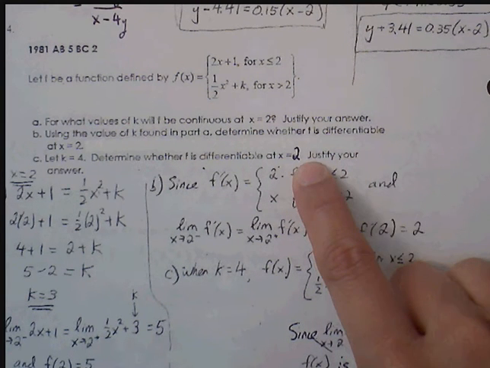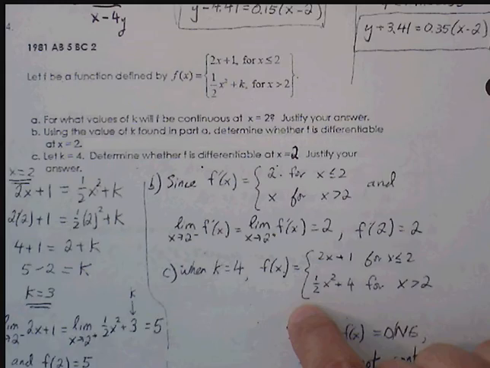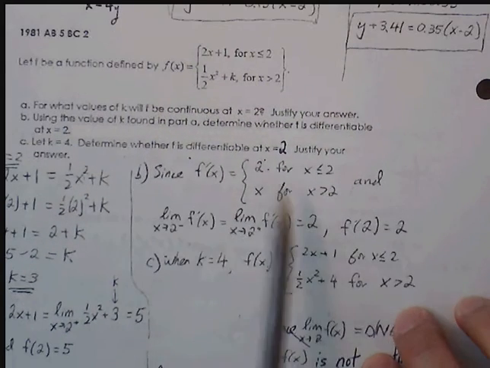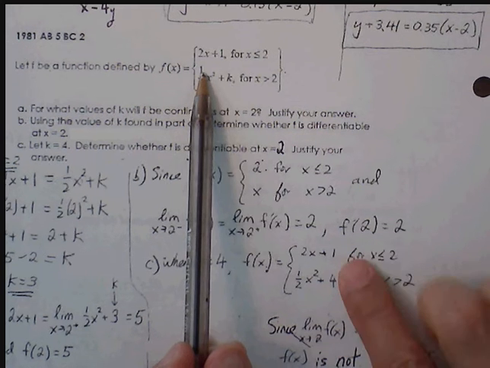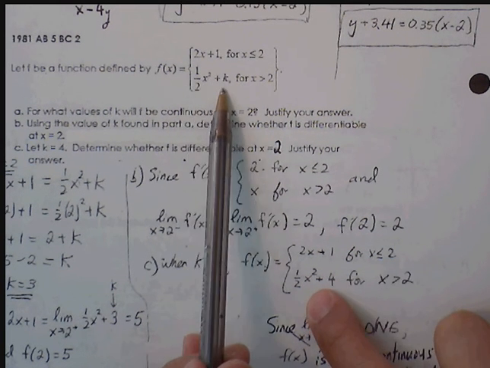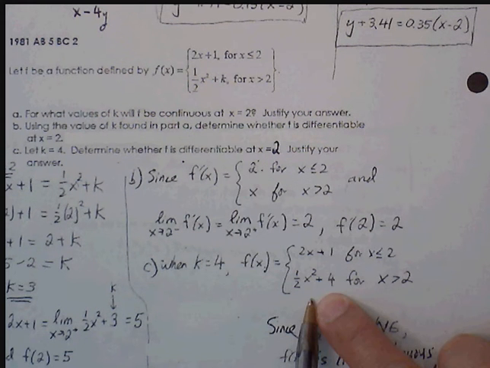All right, part C: let k equal 4. Determine whether the function is differentiable at x equals 2. Let's rewrite our piecewise function: 2x plus 1 for x less than or equal to 2, nothing changes there, but here 1/2 x squared plus k, and we want to replace k with 4.